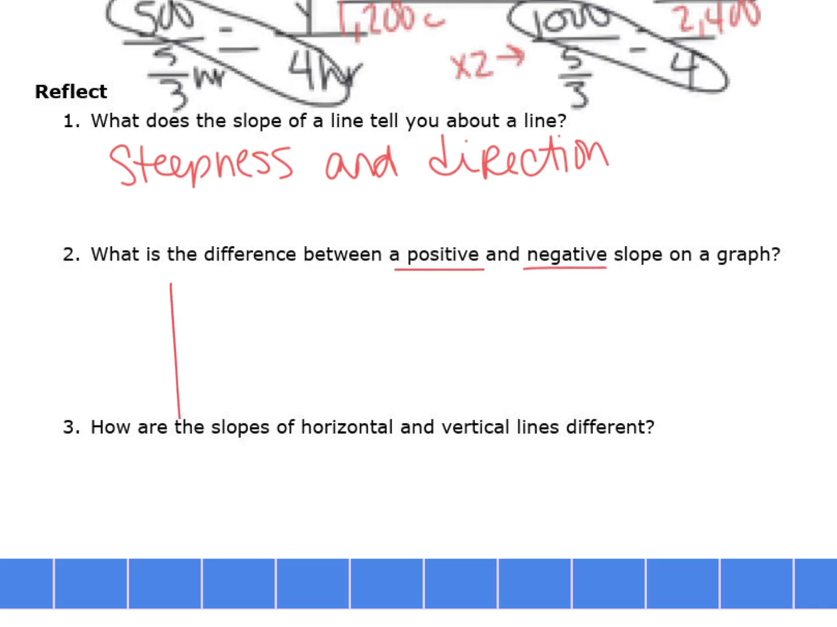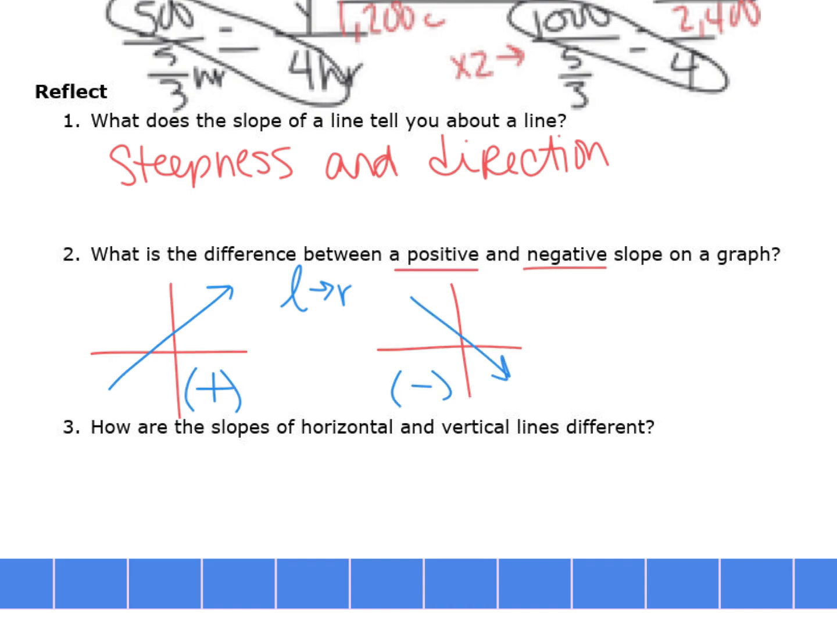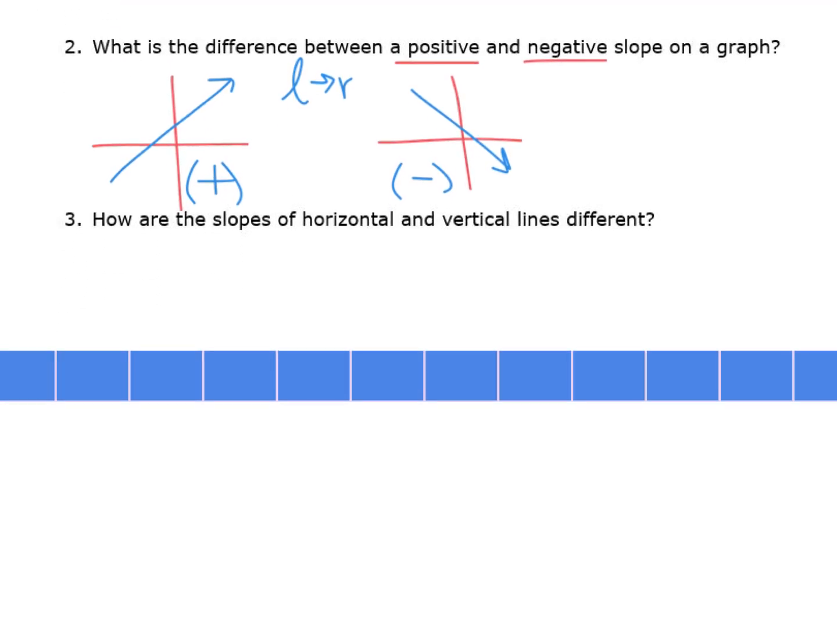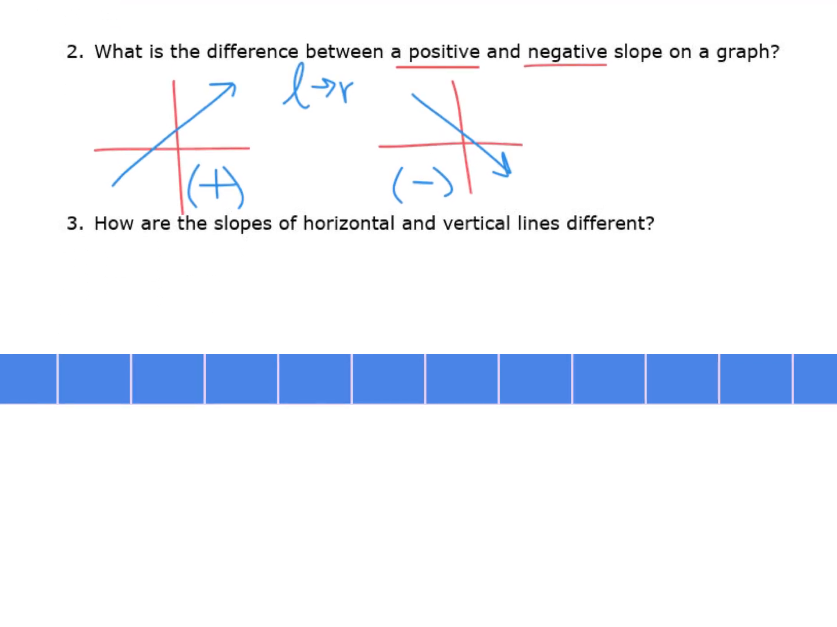Can we draw a picture? If I draw 2 graphs here and I draw a positive line, which direction is it going? It's going up from left to right. Remember, we always go left to right. And what is the negative one doing? Down, left to right. That's the difference. How are the slopes of horizontal and vertical different?